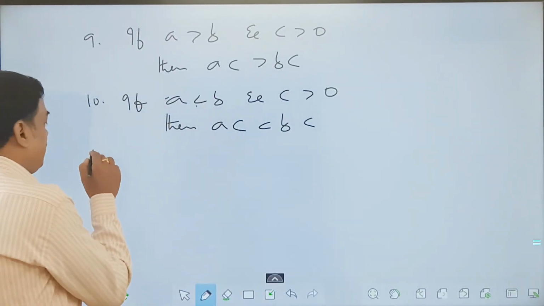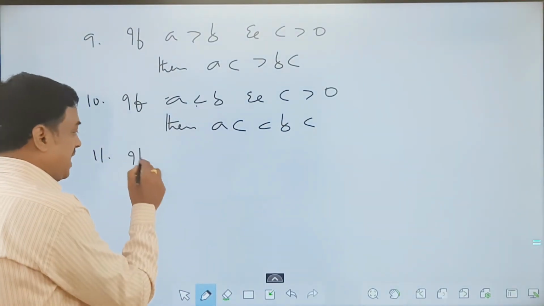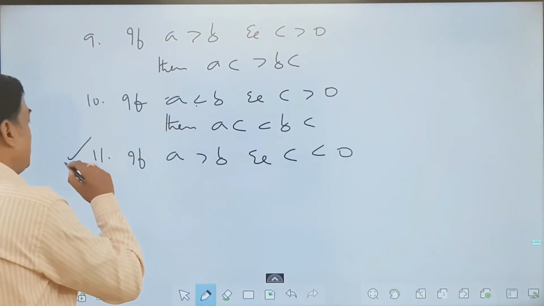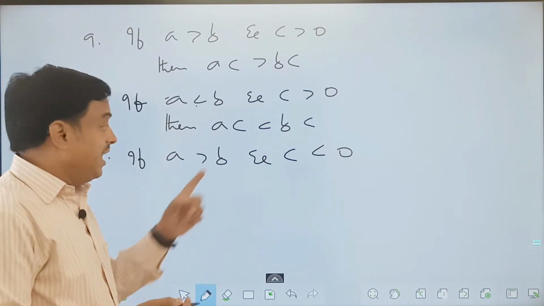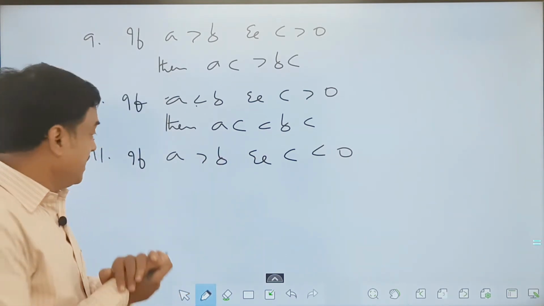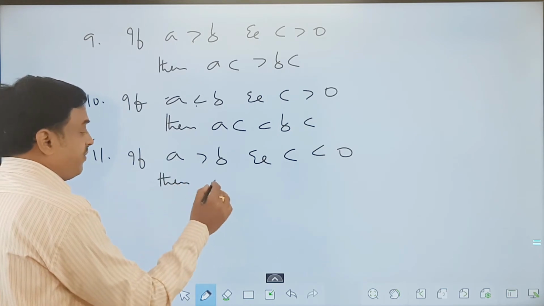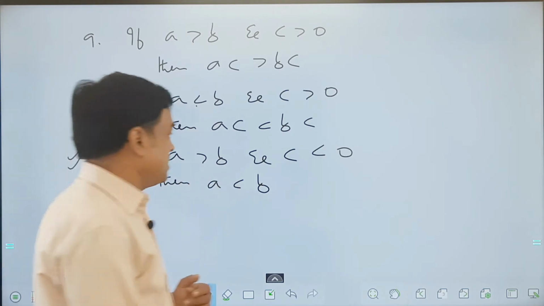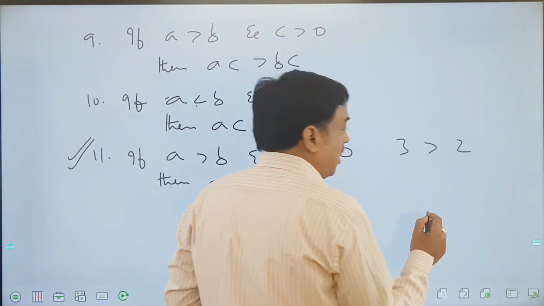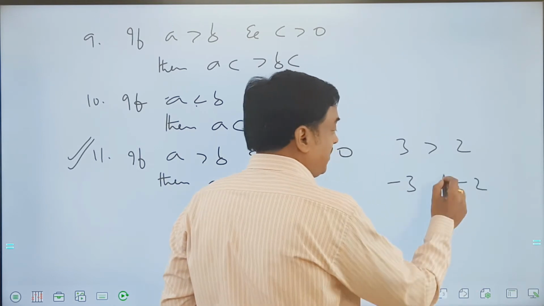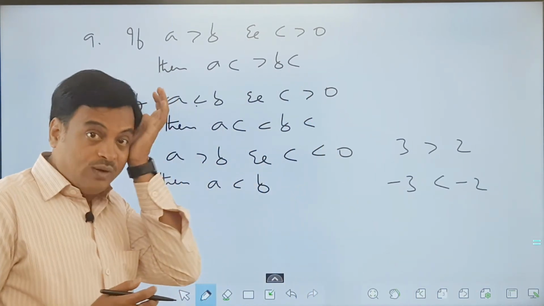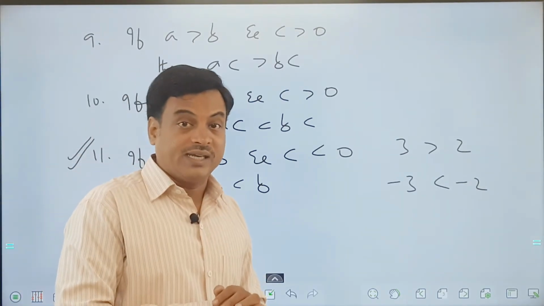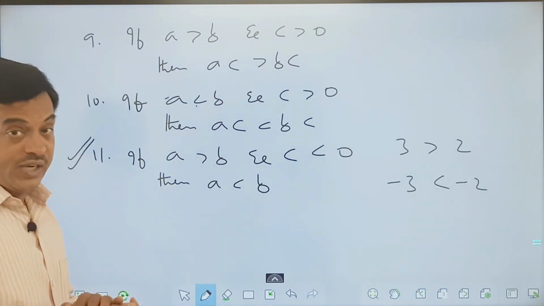That is the point. Now, if I look at the 11th one here, if A is greater than B and C is less than 0, this point I want you to observe carefully. If I am multiplying a negative value, then what happens? Then, my friend, A will be less than B. A greater than becomes a less than. For instance, we all know 3 is greater than 2, but if I take minus 3 and minus 2, definitely minus 3 is less than minus 2. So if I multiply with a negative value on either side, the inequality will definitely change.